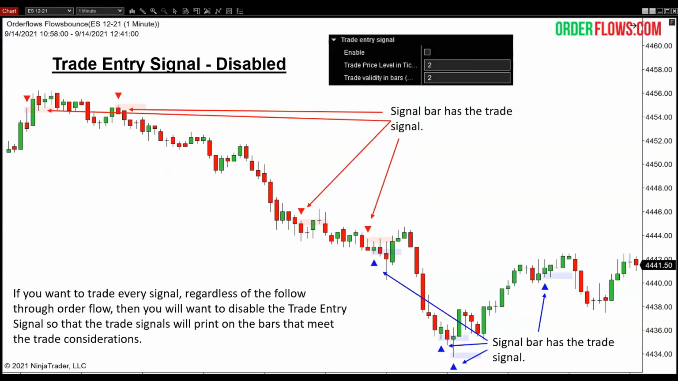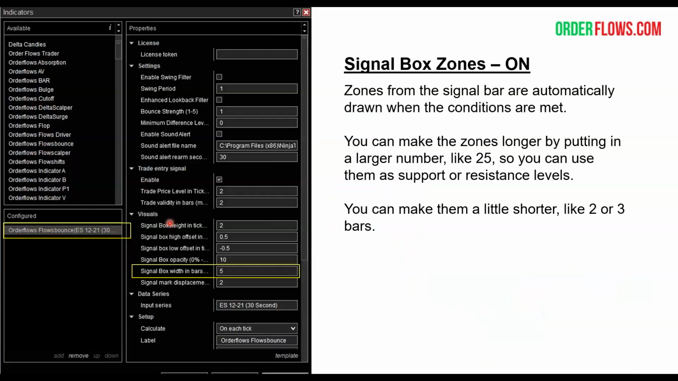Now, the zones. You saw the zones being printed, all right? Now, I like to use it as a place where I can hide behind, that I know if it starts trading against me and it violates that zone, I should be out of that trade, period. Okay, so for example, you could make it, the default is set to 5.